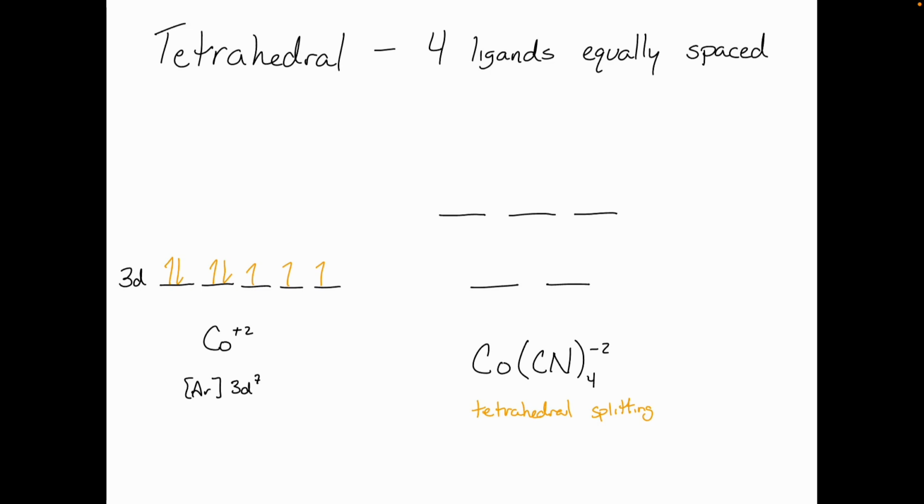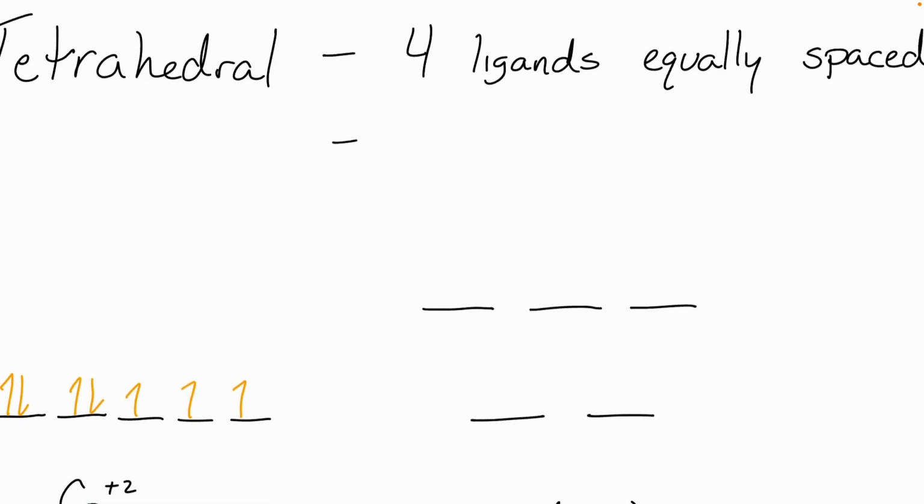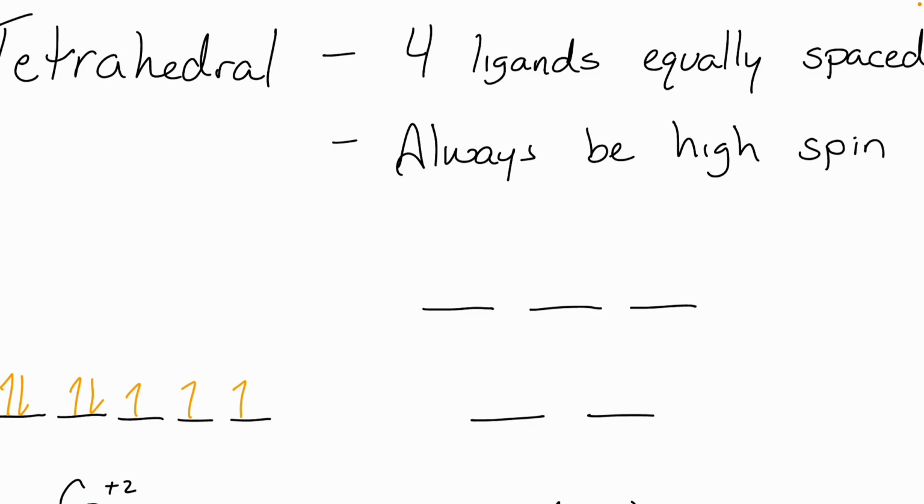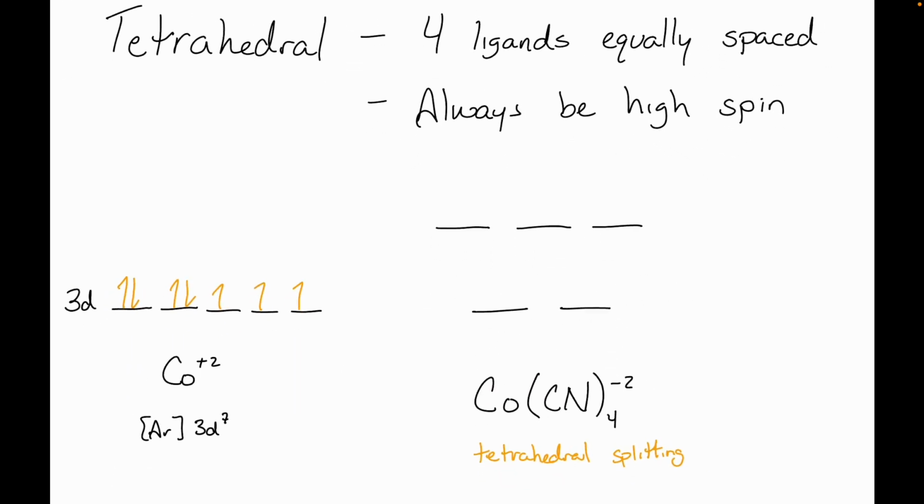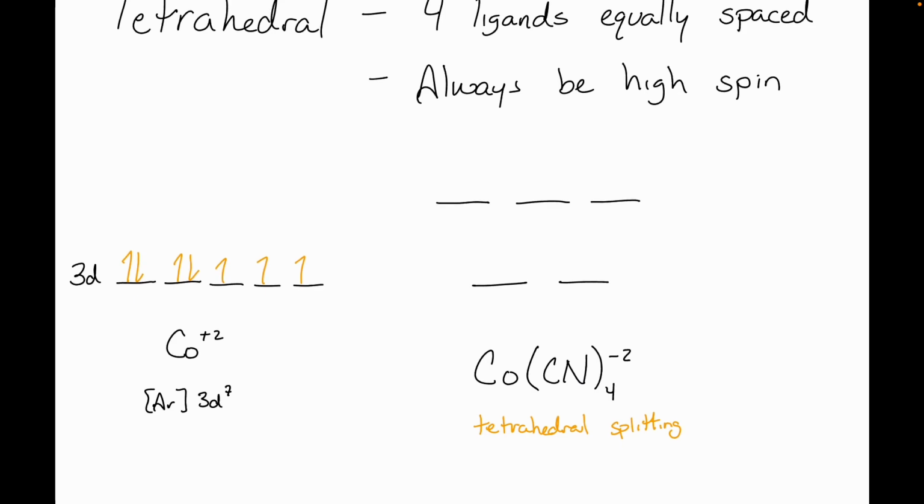All right, now I got to fill this in with electrons. The thing about tetrahedral is actually a little bit easier to deal with, because there are only 4 ligands, right? There's not 6 of them, there's only 4 ligands, and all 4 of those ligands are perfectly distributed in space. The crystal field splitting energy is always much smaller for tetrahedrals, and they will always be high spin. So given that this is high spin, everybody take a minute and fill in this diagram. Remember, what does it mean to be high spin?